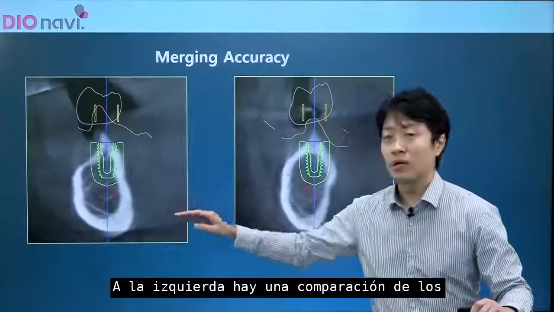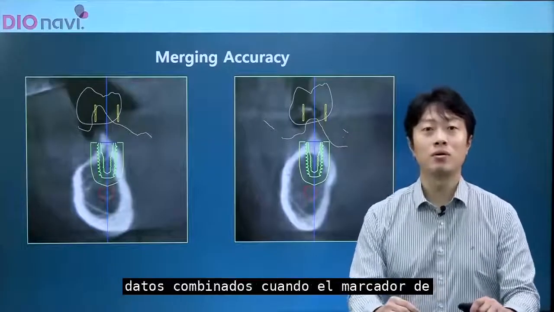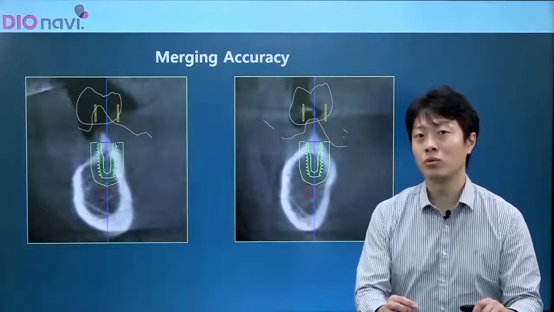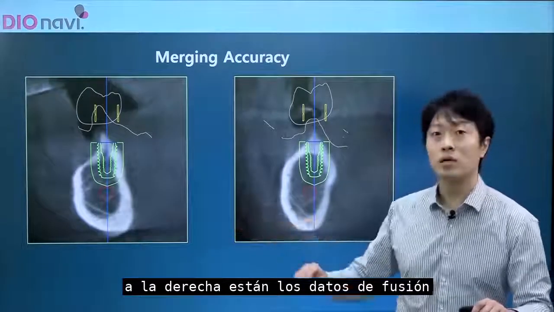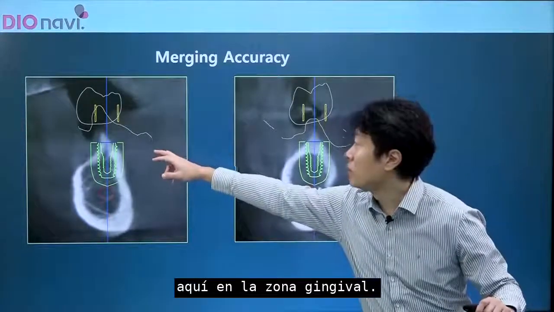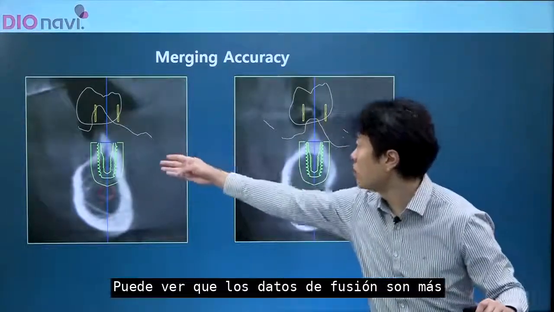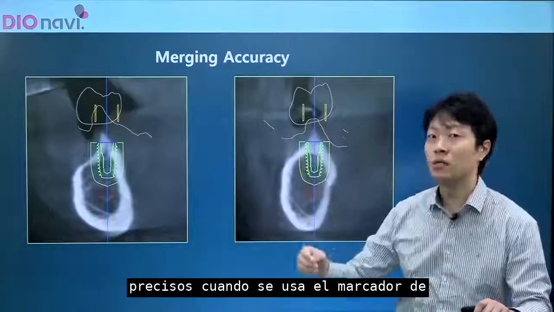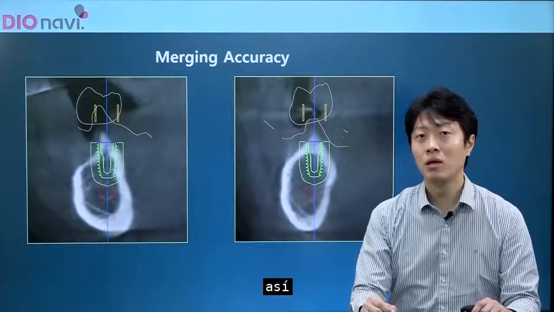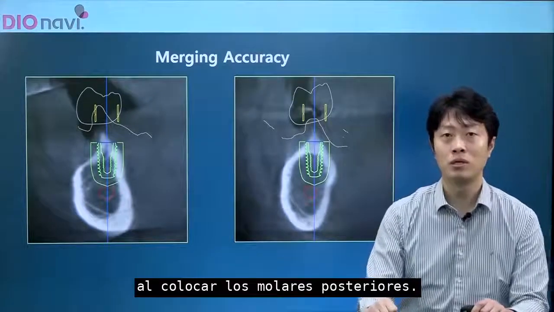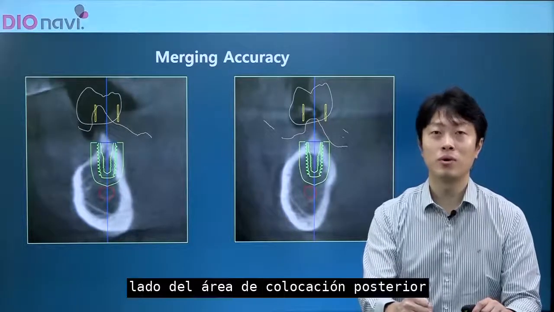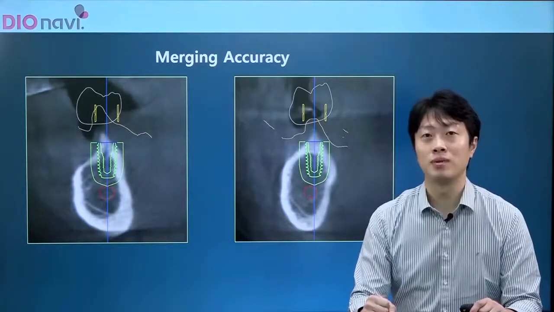On the left is a comparison of merged data when the resin marker is not used on the posterior molar teeth. On the right is the merged data when the resin marker is used. Here in the gingival area, you can see that the merged data is more accurate when the resin marker is used than when it is not used. Thus, when placing posterior molar teeth, I recommend attaching the resin marker to the distal side of the posterior placement area.